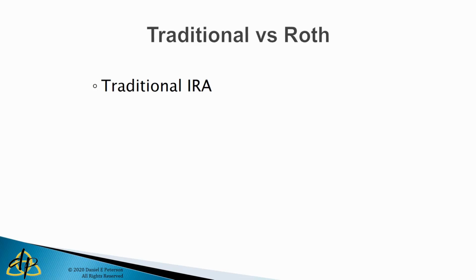So we're going to get into a discussion about traditional IRA versus Roth IRA. Let's explain and understand the differences between each. We'll start with the traditional IRA. The traditional IRA, typically, you get a deduction for a traditional IRA contribution.